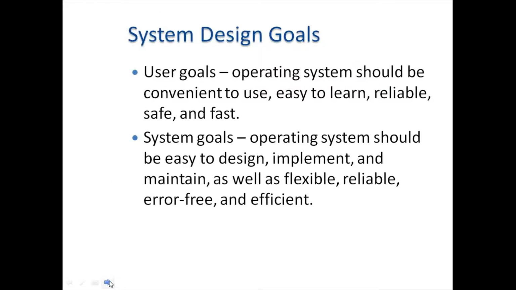And the system design goals are as follows. From the user perspective, the operating system should be convenient to use, easy to learn, reliable, fast and safe. From the system perspective, the operating system should be easy to design, implement and maintain, as well as flexible, reliable, error free, and efficient.